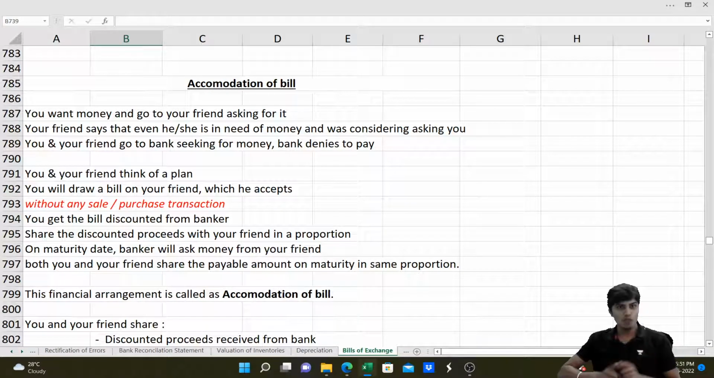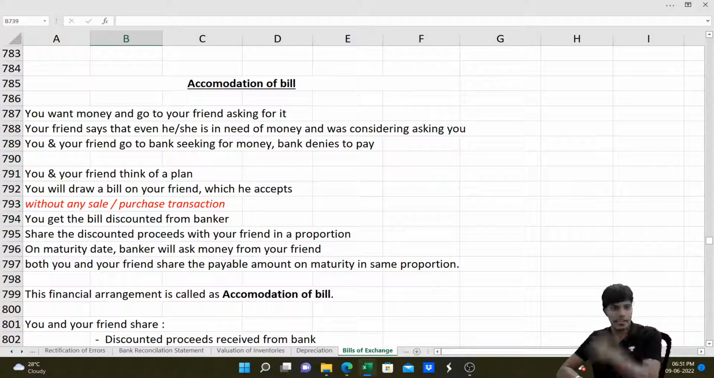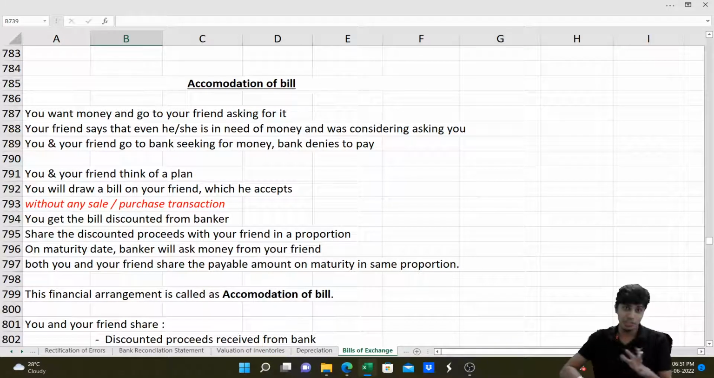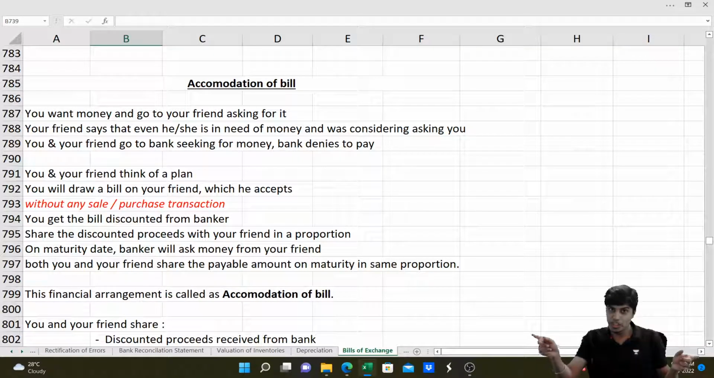Then what both of you do is you both come out with a beautiful financial plan wherein you will raise a bill on your friend, though he doesn't have to pay money to you. He accepts the bill. You take that bill to the banker, get it discounted, and whatever discounted proceeds you receive, both of you share. Along with discounted proceeds, expenses and discounting charges will also be shared.